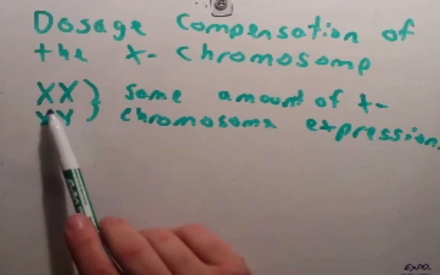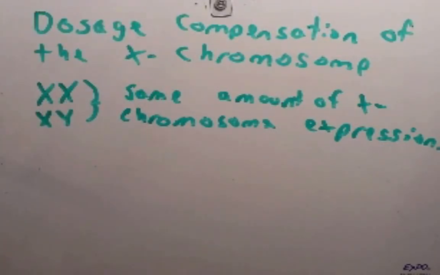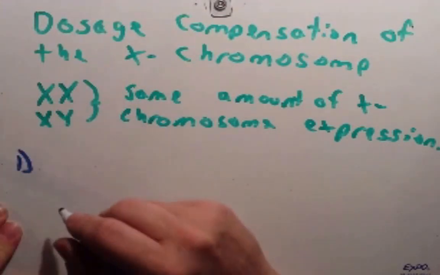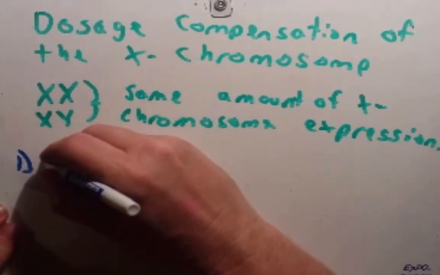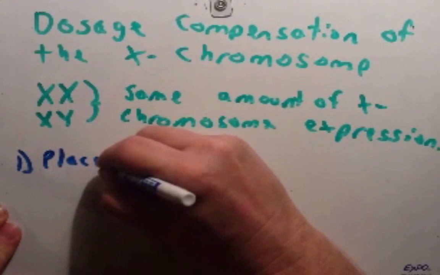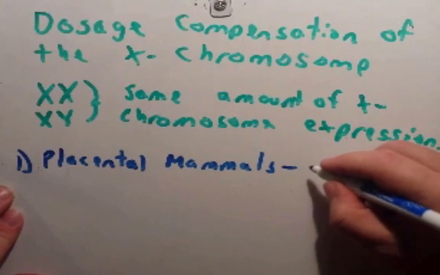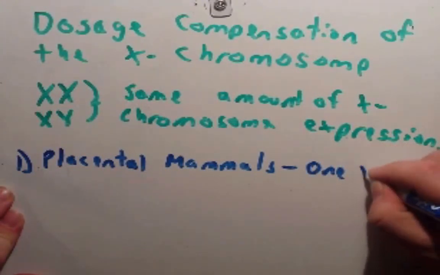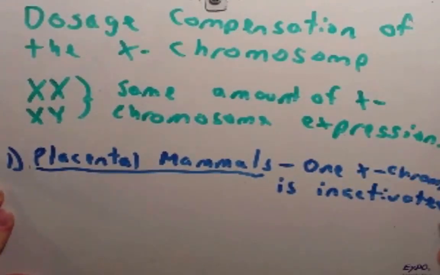And we know if we were to have twice the amount of X chromosome expression in humans, that would be a lethal situation. And so that's something we of course would want to avoid. Previously we talked about how humans accomplish this feat of only having one amount of X chromosome expressed. And this is true for most all placental mammals. And the way that this is accomplished is their 1 X chromosome is inactivated.